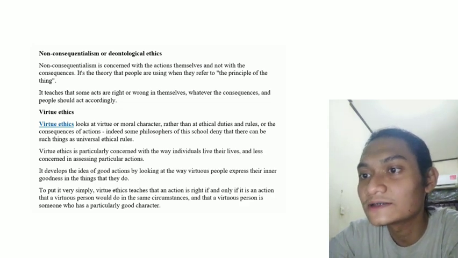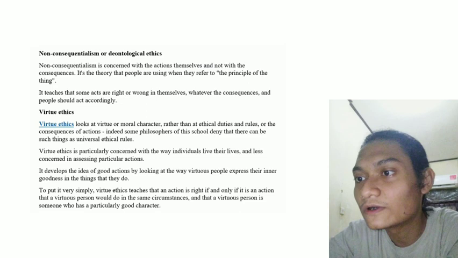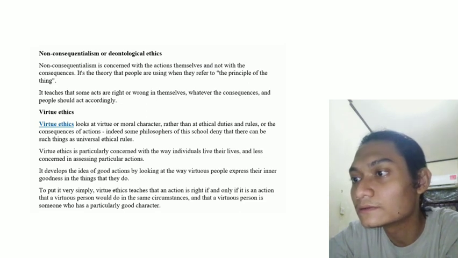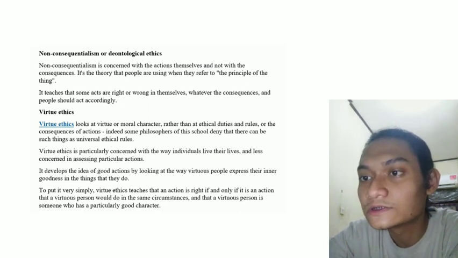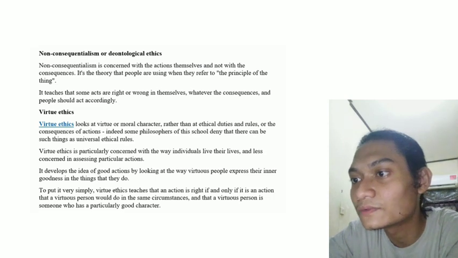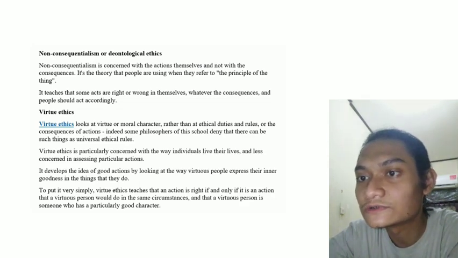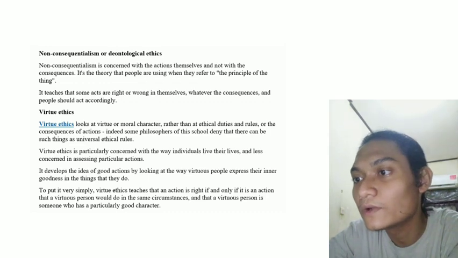Virtue ethics. Virtue ethics looks at the virtue of moral character rather than ethical duties and rules or the consequences of action. Some philosophers of this school deny that there can be such things as universal ethical rules. Virtue ethics is particularly concerned with the way individuals live their life and less concerned with assessing particular actions.